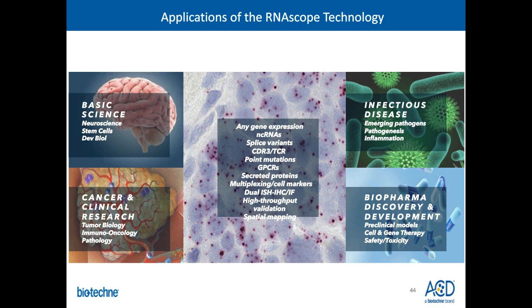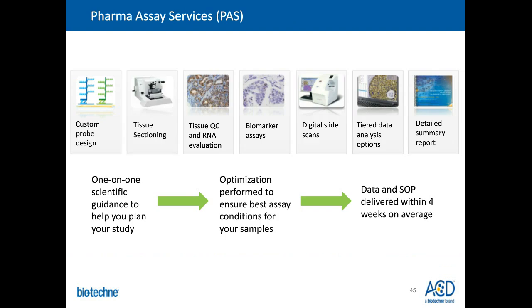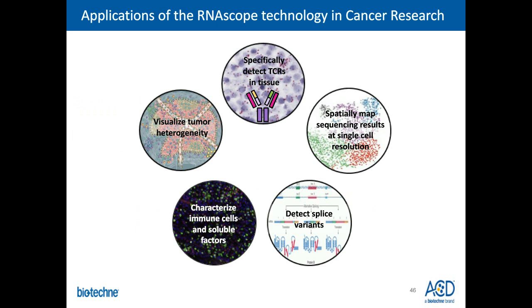For the purpose of today's presentation, I'll be focusing on the applications of RNAscope in tumor biology and immuno-oncology. Additionally, using our pharma assay services, we can do the assays for you, do the data analysis, and provide the results back to you within 4 weeks of receiving the sample. Now, let's focus on the different applications of RNAscope in cancer research.